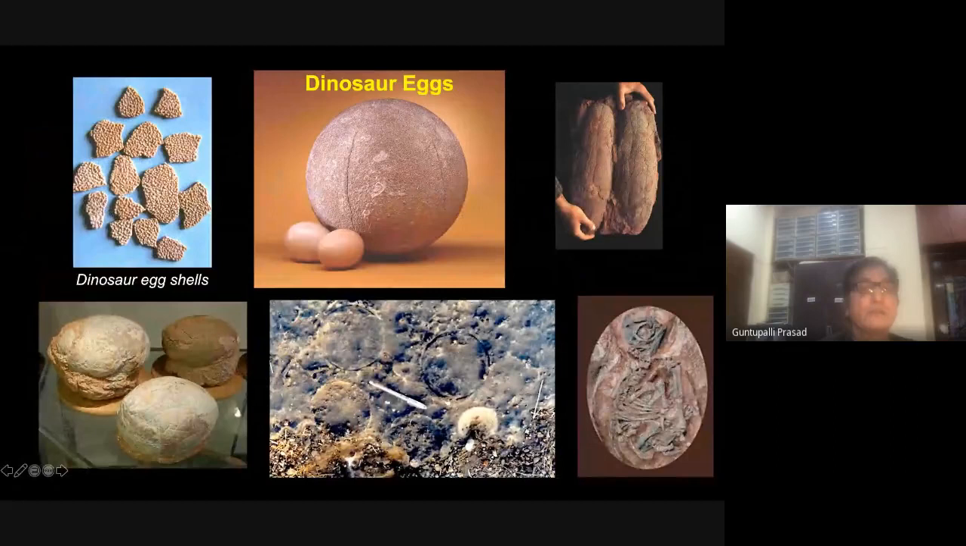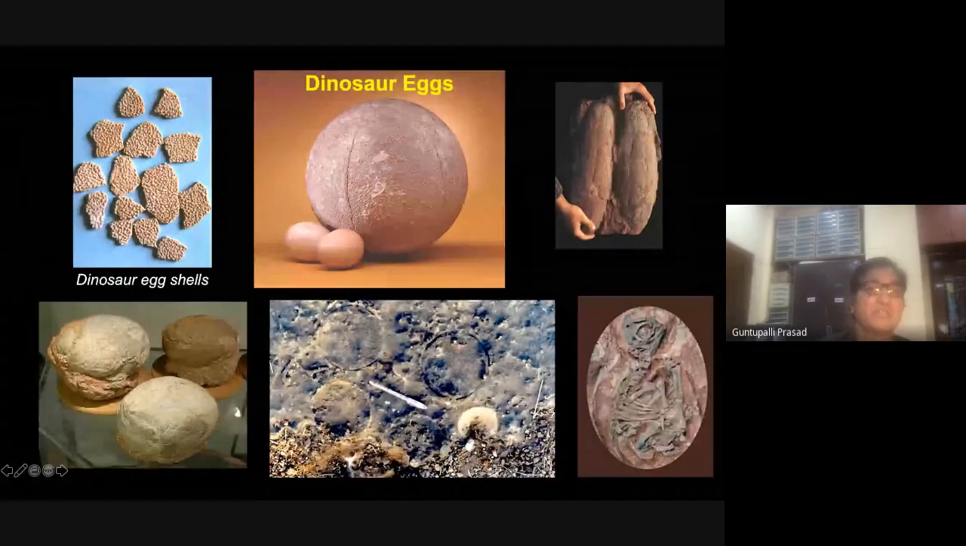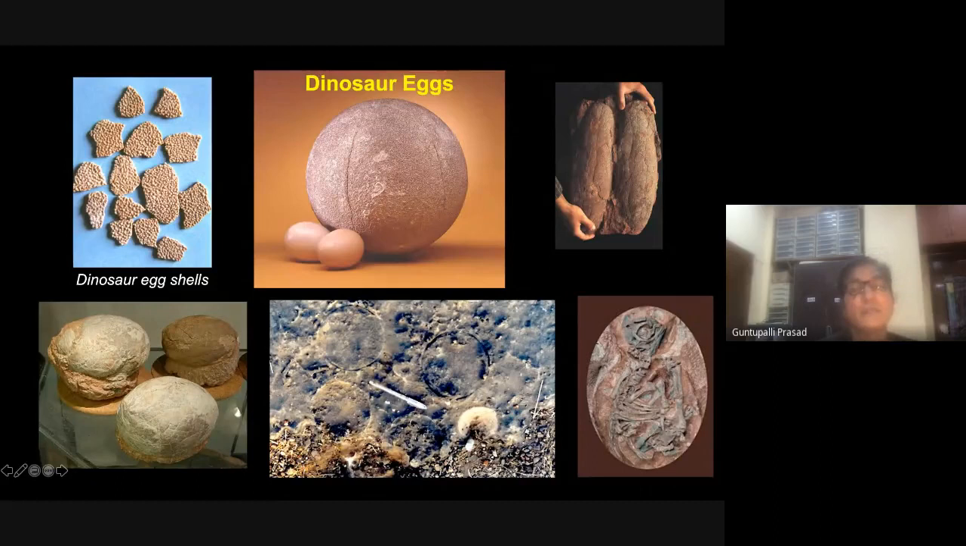Then we also have eggshells. This is the external surface of the eggshells of dinosaurs. These are from Cauvery Basin. And this is an egg of a dinosaur, generally a sauropod dinosaur, which is generally spherical in shape. You can see here in the cross section. And these are the eggs of some of the carnivorous dinosaurs, which are elongated. And in rare cases, you can also see some of these eggs containing the embryo.